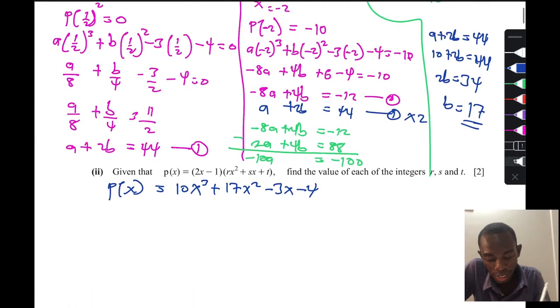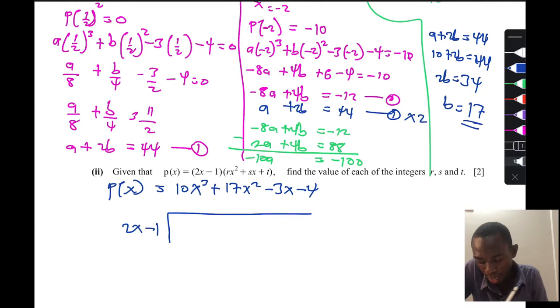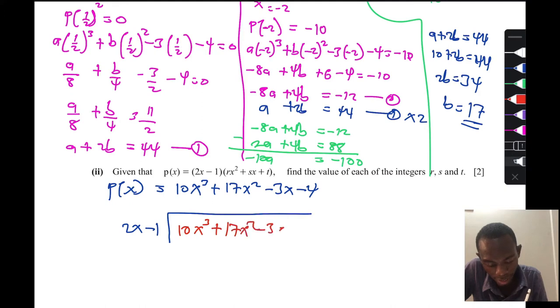All right, so this is the new polynomial. We are going to divide that by the factor using the division approach. So let's do that. We have 2x minus 1, and then we have 10x cubed plus 17x squared minus 3x minus 4. So 2 goes into 10x cubed, that's 5x squared. Then you multiply this answer, 5x squared, by everything here.